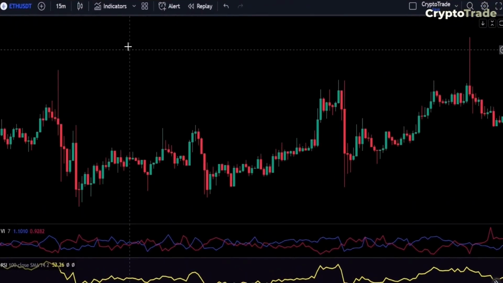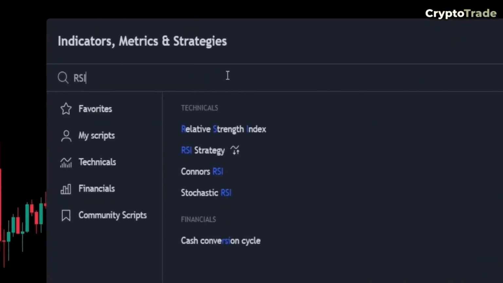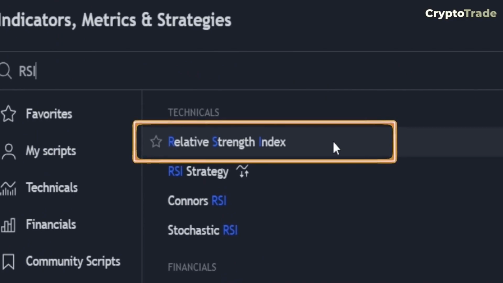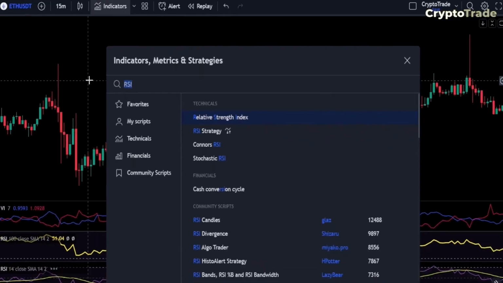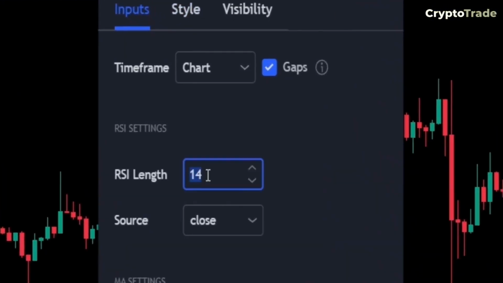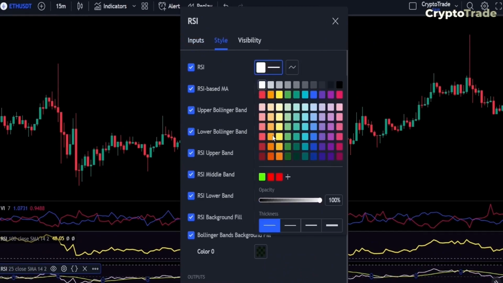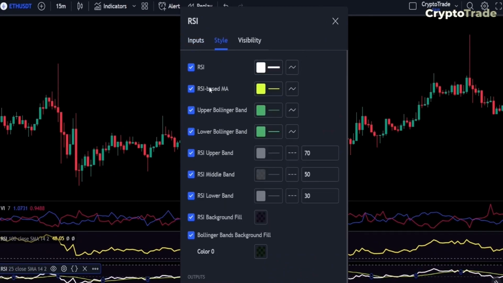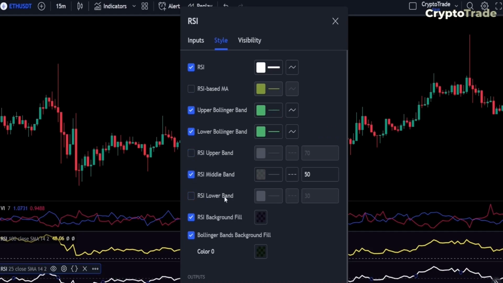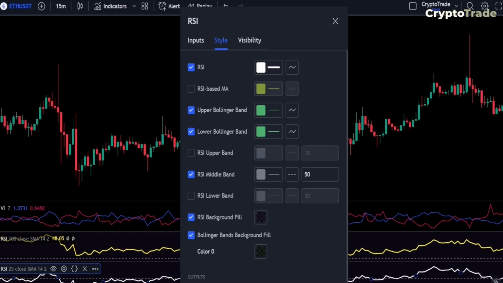To add the third and last indicator to the chart, open the indicator search bar in Tradingview and type RSI again. Select the indicator as shown in the video. Click on Settings and in Inputs tab, change RSI length to 25. In Style tab, change the color of RSI to white and increase the thickness of the line. Unselect RSI based MA, RSI upper band and RSI lower band checkboxes. Go to RSI middle band and increase the opacity of the line to 100%.